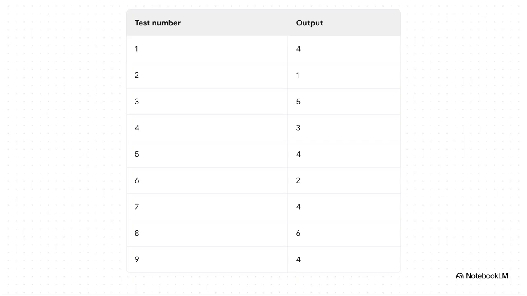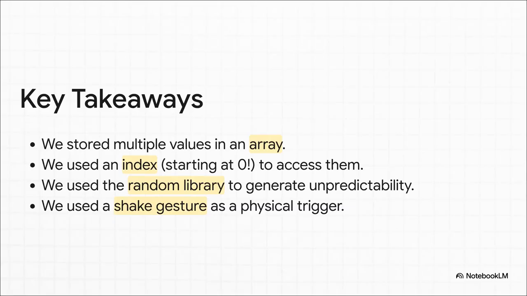And looking at these results, yeah, it's totally working. The output is all over the place. It's not going in order. It's not predictable at all. Hey, look, we even got the number 4 a few times, which is exactly what happens when you roll a real die sometimes. This is precisely the kind of random behavior we were aiming for. Success!